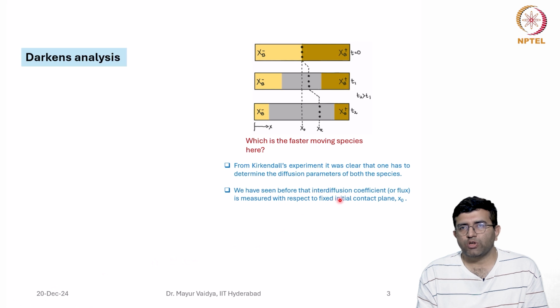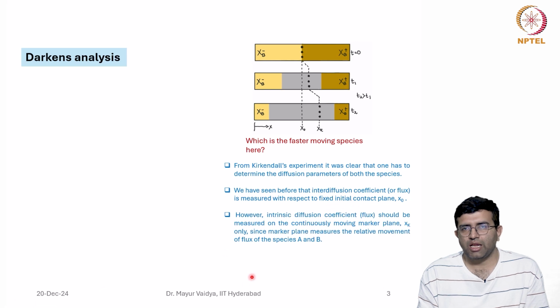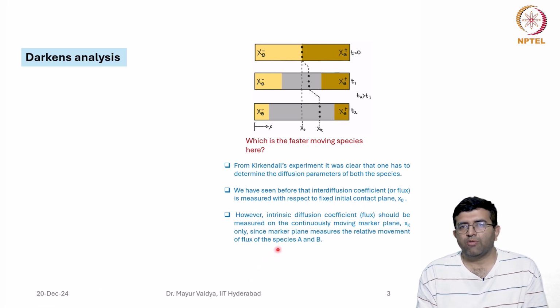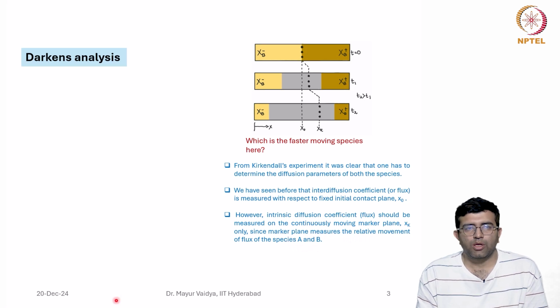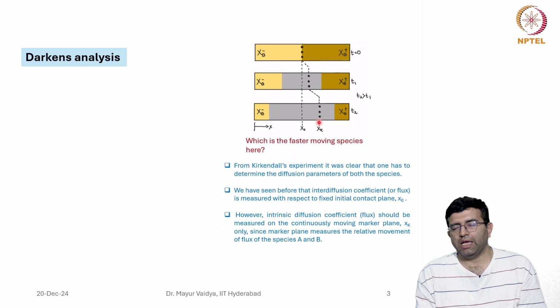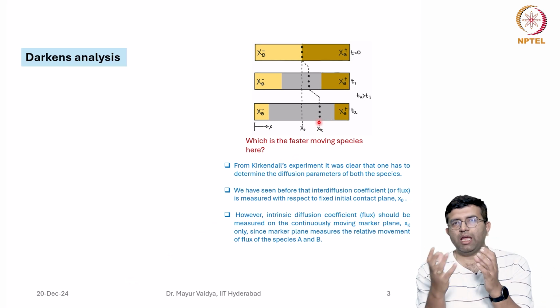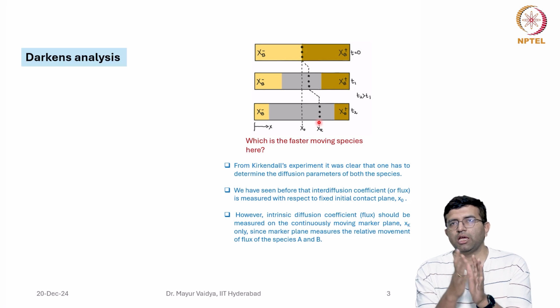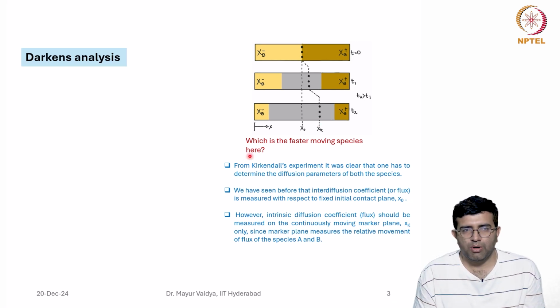The interdiffusion coefficient is measured with respect to the initial contact plane, which is x0, also known as the Matano plane. However, the intrinsic diffusion coefficient should be measured only at the continuously moving marker plane, xk, because the marker plane measures the relative movement of the flux of species A and B. So, the movement of the marker actually indicates the relative motion between A and B. Therefore, any intrinsic diffusion coefficient determination should happen only at the Kirkendall marker plane.